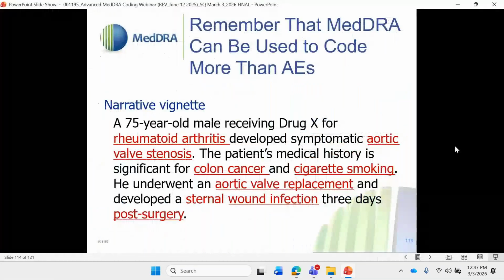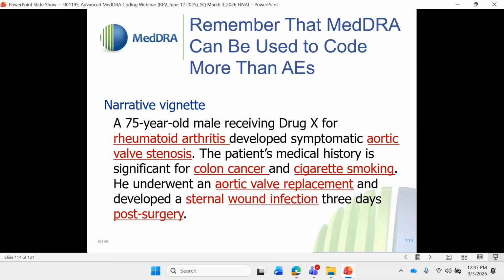Okay, so again, we did do this in several of the examples. I just want to take home the message that MedDRA has terms to code more than just adverse events, right? Because MedDRA is used to code terms in the indication field. It's used to code terms in the outcome field.